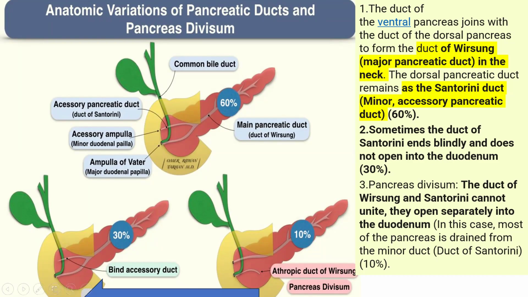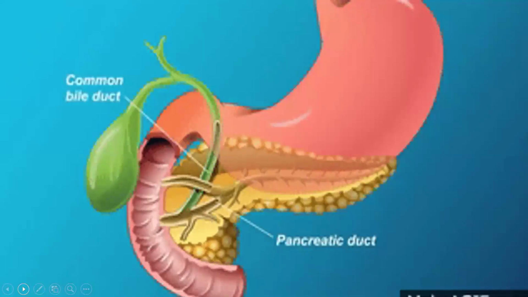There is also some variation in the duct of Wirsung, which is the main duct. Wirsung and Santorini cannot unite, so they open separately into the first part of the small intestine, the duodenum. It is a minor case seen in 10% of individuals. So these are the variations. The main pancreatic duct is the duct of Wirsung, and the accessory is known as the duct of Santorini. The image shows the duct of Santorini, accessory pancreatic duct, ampulla of Vater, and major duodenal papilla. So these are about the pancreatic duct.